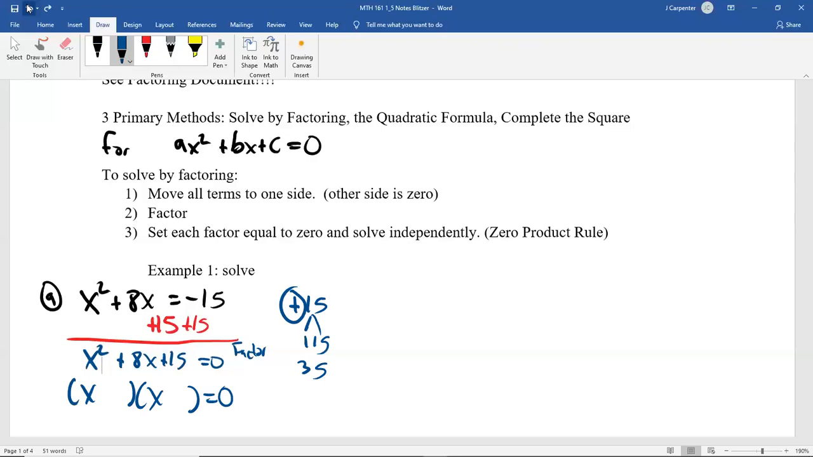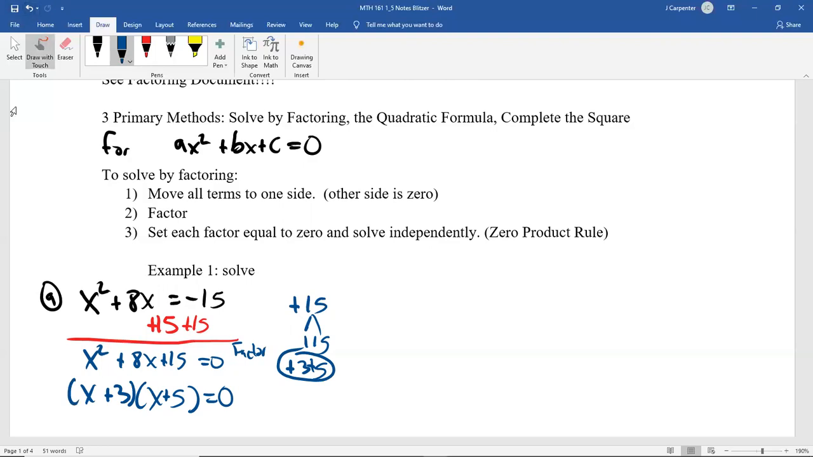Well, if we're adding them, 1 plus 15 is 16, so that's out. 3 plus 5 is 8. That's in. We have to make sure it adds to a positive 8 though, so I can't make them a negative and a negative, because that would add to a negative 8. I can't make them opposite in signs because the product wouldn't work anymore. They both have to be positive. So it goes x plus 3 times x plus 5. If you don't trust it, FOIL it, it works.